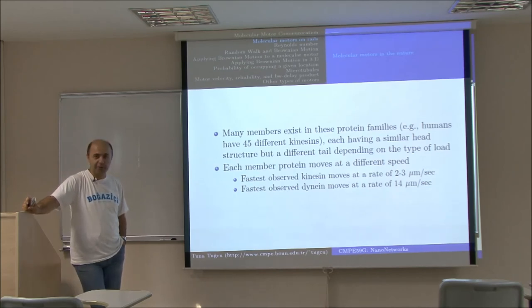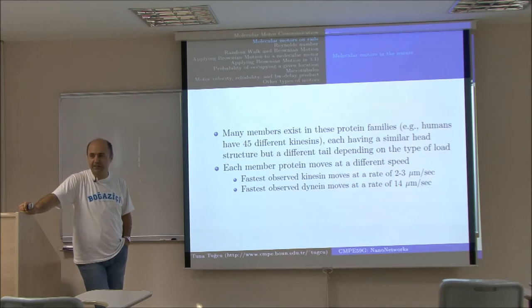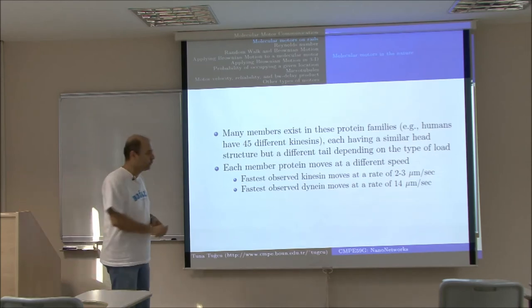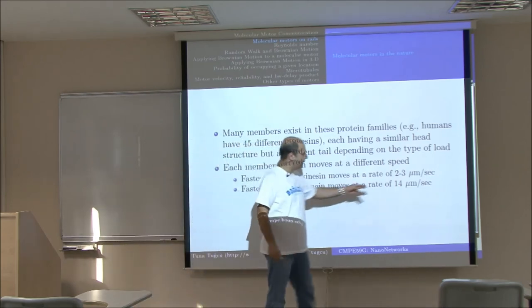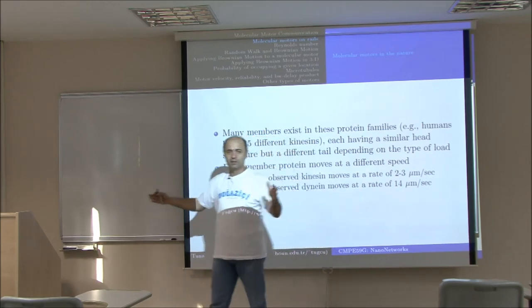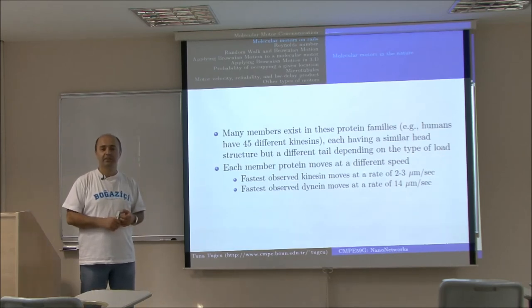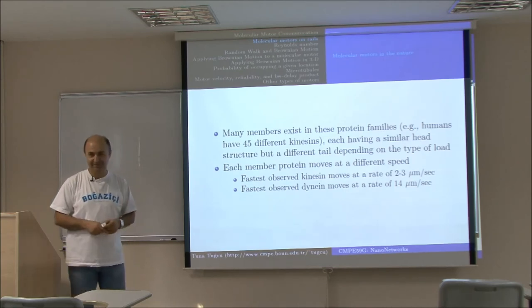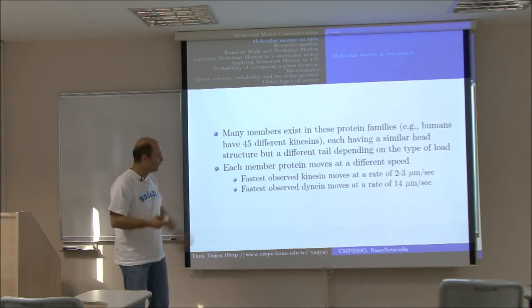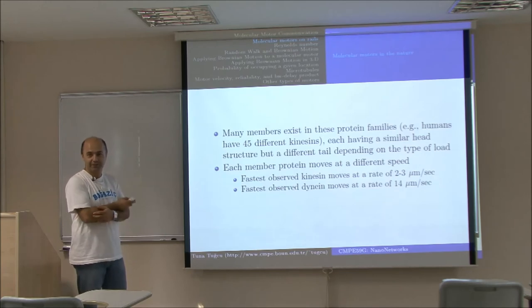Okay, these values probably do not make much sense to you. It's difficult to imagine how much 14 micrometers is. Let me put it this way. In our simulations, we take the diameter of a single cell to be around 10 micrometers. Of course, it differs from cell to cell, but this is a common value for the size of a cell. So 14 micrometers is around 1.5 cell diameters. We said that the carriers are the size of nanometers, right? So they are moving pretty fast. But that's the fastest, by the way. It doesn't mean all dyneins move at this rate. That's the fastest, okay?